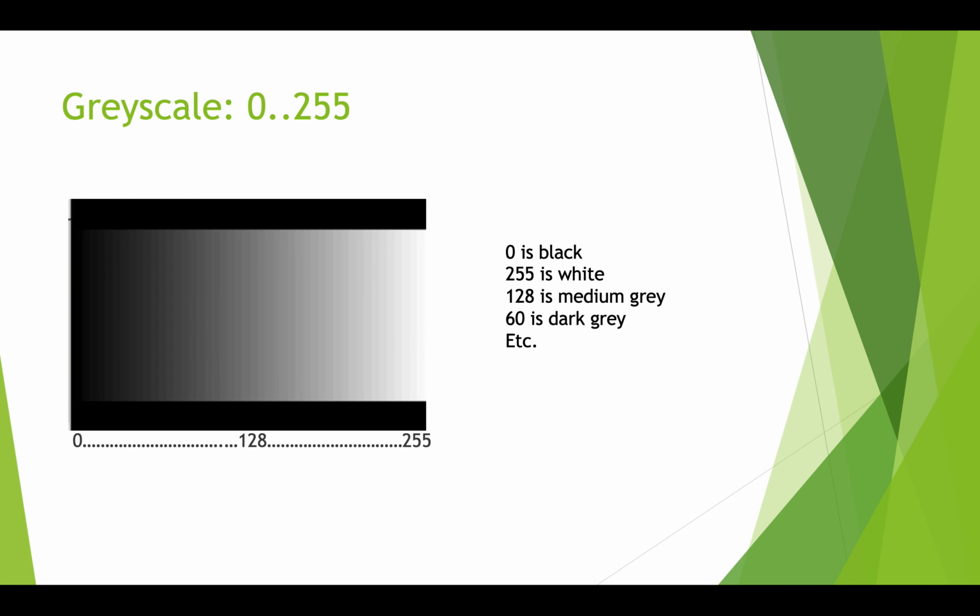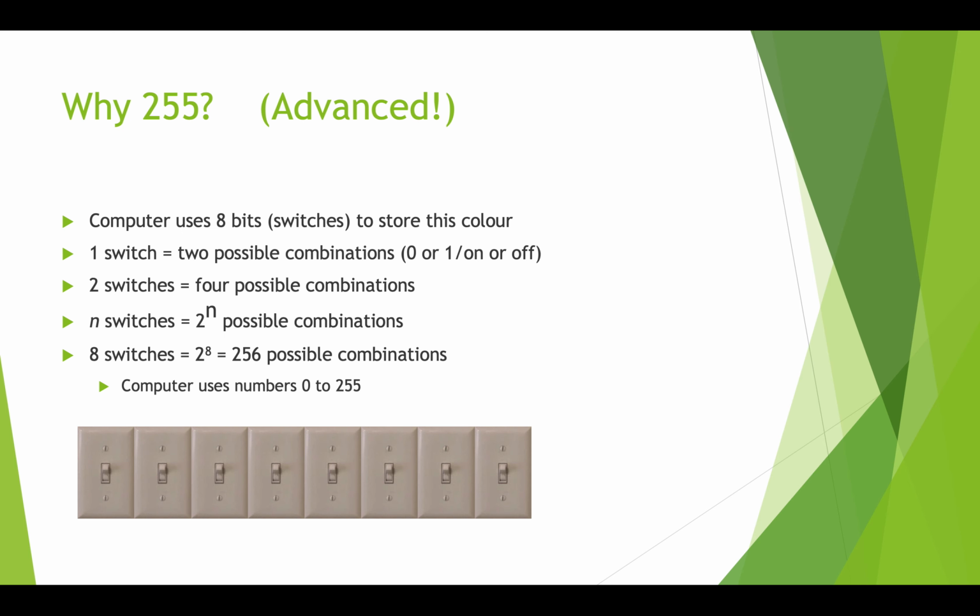So let's start with grayscale because it's easiest. Grayscale is specified as a number between 0 and 255. 0 is black and 255 is white. And some number in the middle will be representative of something in the middle in terms of gray values. So 128 is a medium gray, 60 is dark gray, and so on.